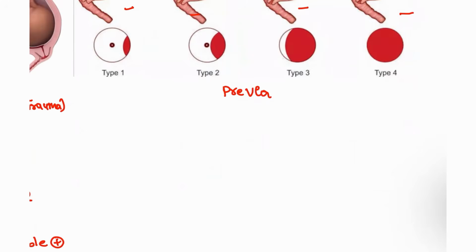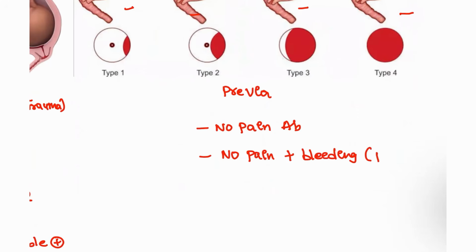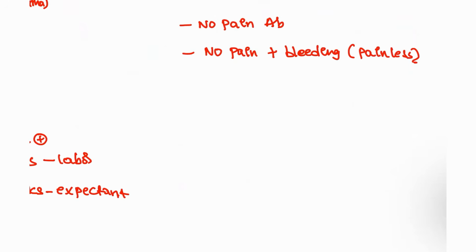So what are the symptoms that we see here? There is no abdominal pain, but there is the presence of bleeding. So we can say painless bleeding is seen in this patient. Painless bleeding is considered a warning sign, and it will be red in color. Not dark red, but a brick red color will be seen. Next, the uterus is also going to be soft. Upon palpation, it is going to be soft and non-tender in this patient.